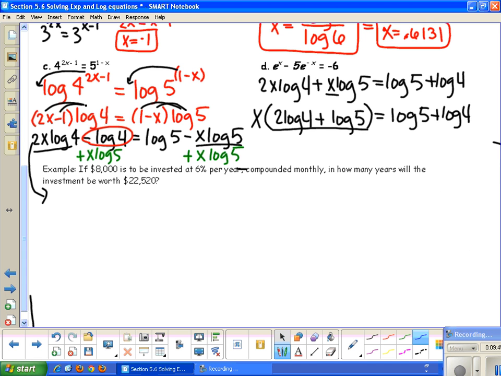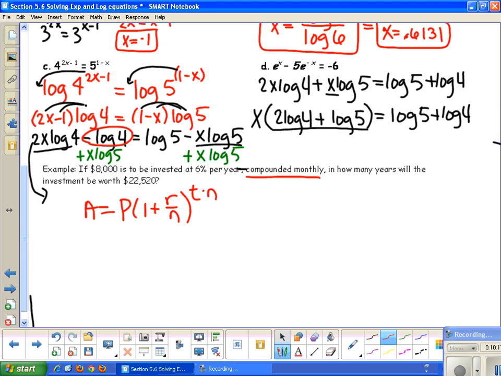All right, so for the next example, it says if $8,000 is to be invested at 6% per year, compounded monthly, in how many years will the investment be worth $22,520? So this is using those formulas that we used before. We are compounding something monthly. So since we're compounding something monthly, we're using the formula A equals P times 1 plus your rate divided by the number of times you compound it, to the power of your time times the number of times you're compounding it.